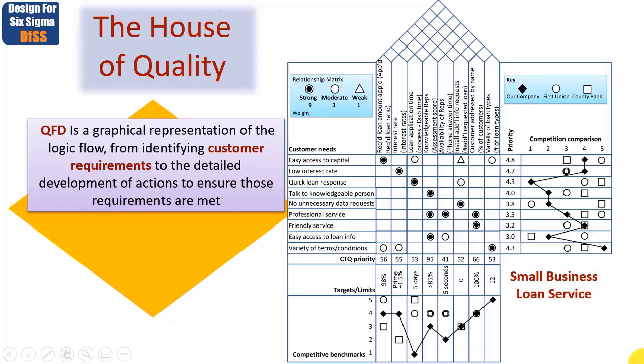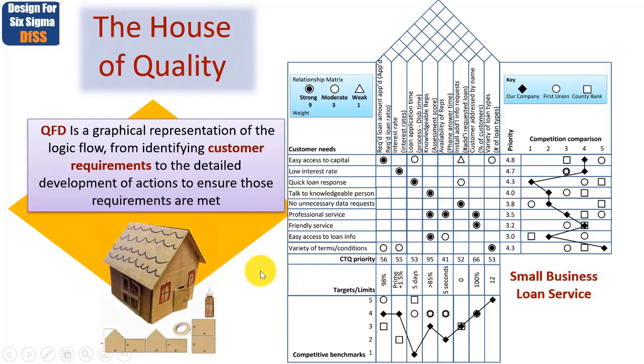Here's the diagram I gave you a picture of in the previous module, again slightly bigger here. This is known as the House of Quality, and what is it? It's a graphical representation of the logical flow, starting from the very start, from identifying your customer requirements, right the way through to the detailed development of actions and activities to ensure that those requirements are met. And just like a child building a small house out of cardboard, you'd want to mark out a big square of cardboard first, something like this, so you can fold it into a house via these various rooms.